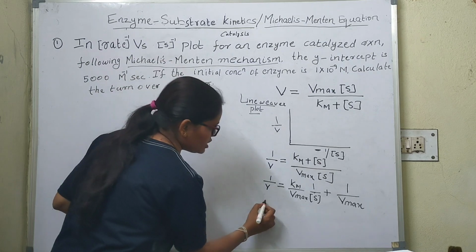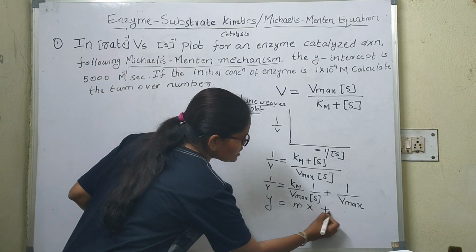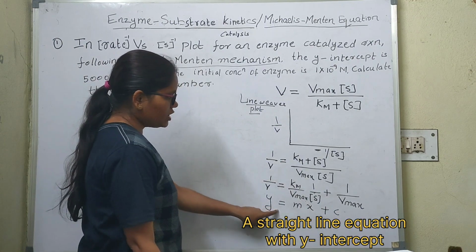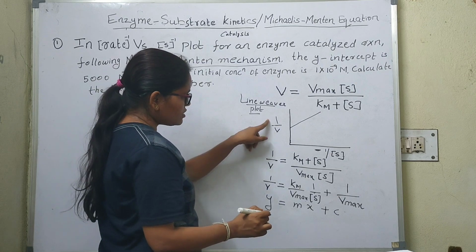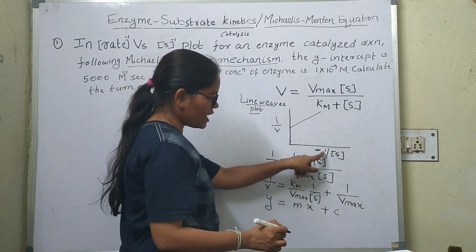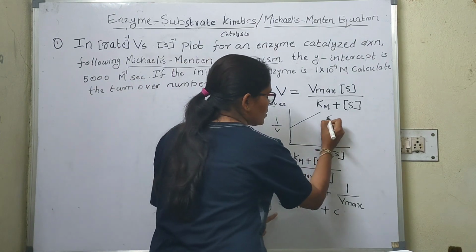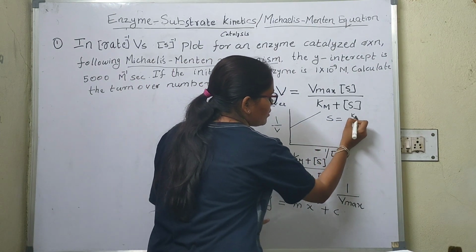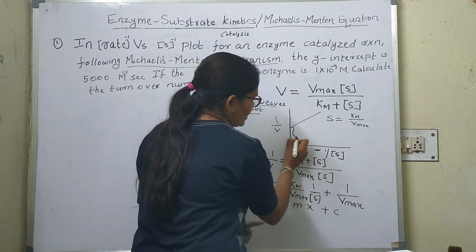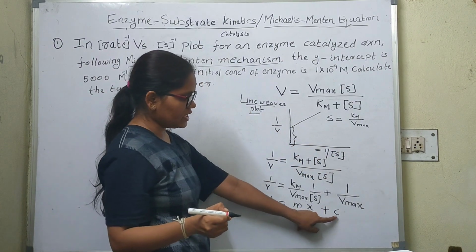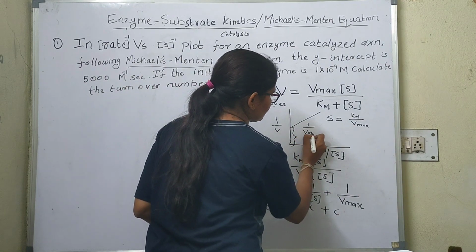Now this equation is of the form y is equal to mx plus c. Here y is 1 by V, x is 1 by S, and the slope is Km by Vmax. And what is the y-intercept here? C is the y-intercept, which is 1 by Vmax.